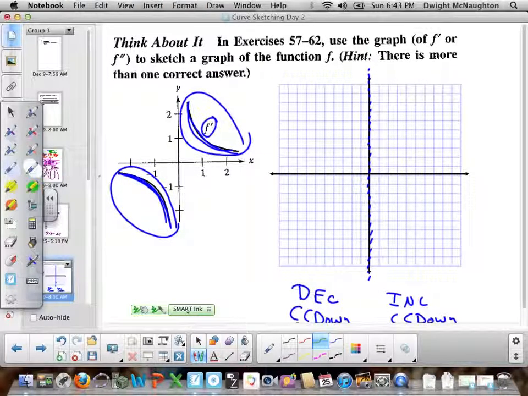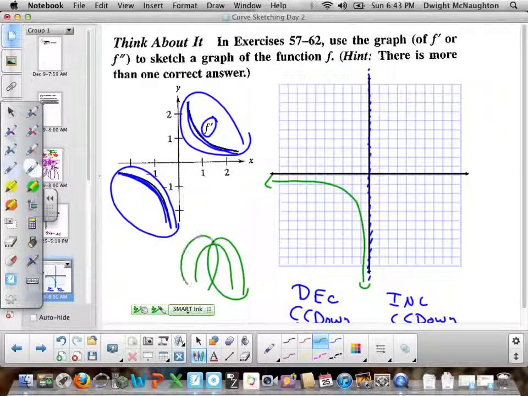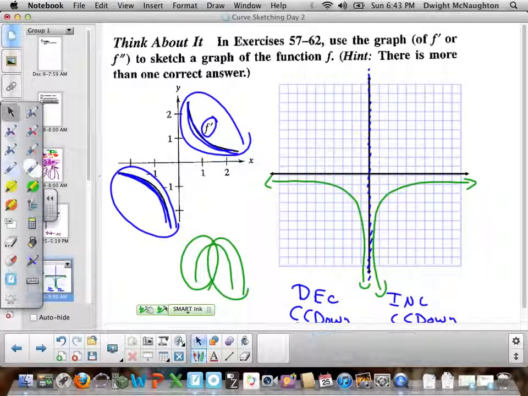So the concave down shape is right here. The decreasing portion is right there. So we got that graph right there. Increasing concave down is right here. Increasing concave down is right there. Now, that's one possible graph.